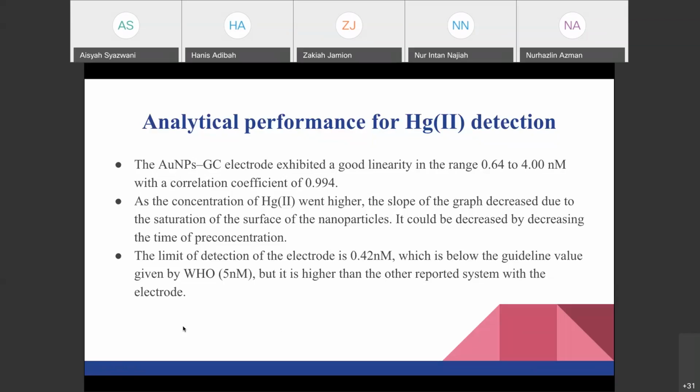Next, the limit of detection of the electrode is 0.42 nanomolar, which is below the guideline value given by WHO, which is 5 nanomolar, but it is higher than the other reported systems with the electrode.